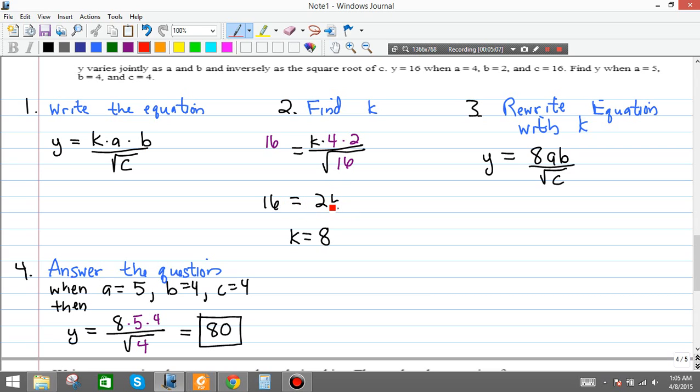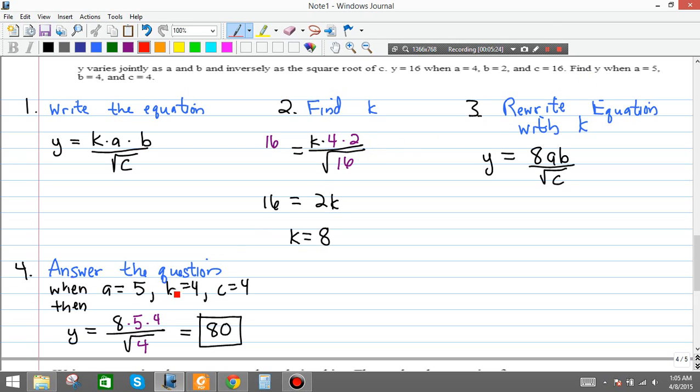16 is equal to 2k. Divide both sides by 2. K is 8. Going back here, replacing k with 8 gives us the full equation that y is equal to 8 times ab over the square root of c. And the question is now fully answerable.